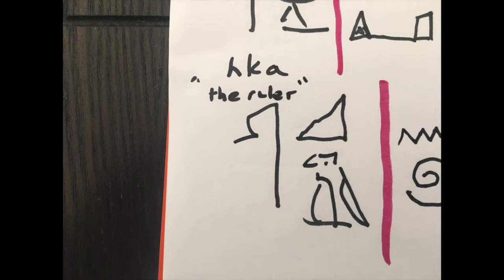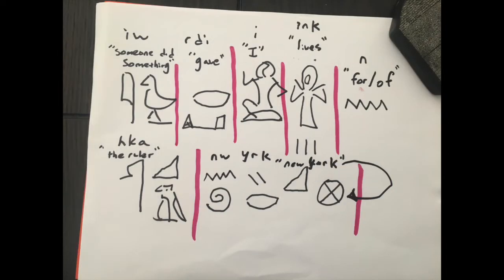Now we have our noun, the ruler, haka, or a ruler, because there's no articles in ancient Egyptian. It can be the or a, or just ruler by itself. You don't even need an article sometimes. Again, we'll look at how the whole sentence works. Now we have a place, because we have a determinative for a place, which if you pronounce this out, it is New York. N-W-Y-R-K, New York. So the whole sentence is, I gave lives for the ruler of New York.